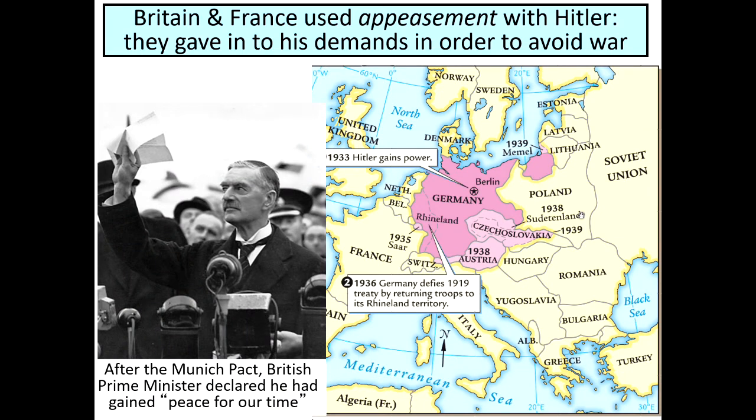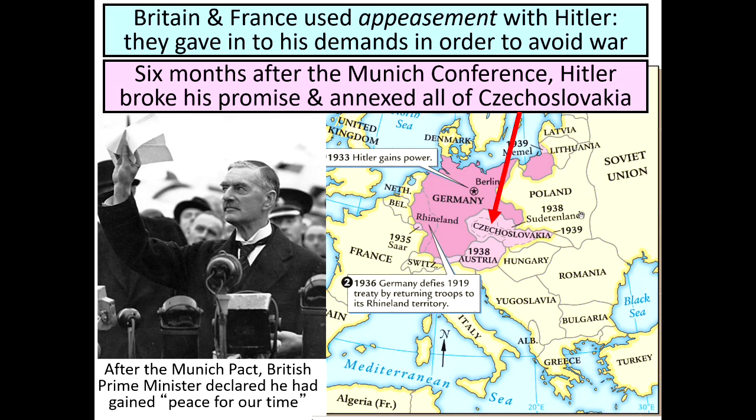Britain and France used what we call appeasement with Hitler. They gave in to his demands in order to avoid war, hoping that he would be satisfied. 6 months after the Munich Conference, Hitler broke his promise and annexed all of Czechoslovakia.